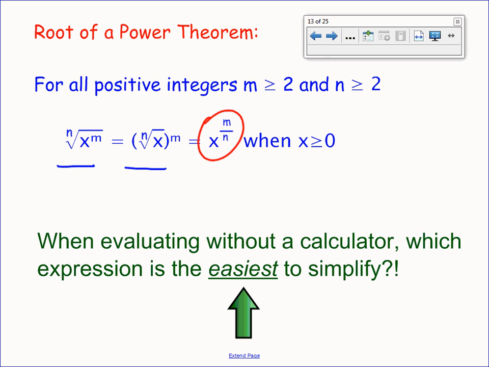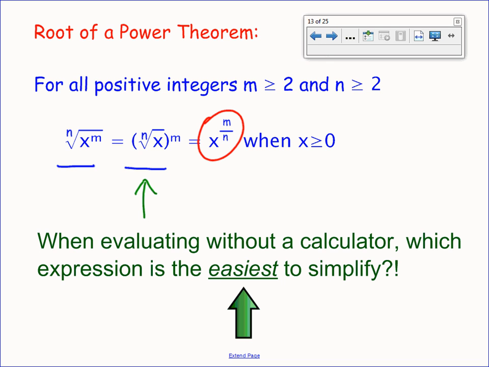Which one would be easier to evaluate without a calculator? Margot and Katie? The second one. The second one? How come? Because if x is like a larger number, you get to make it smaller and then bigger, instead of having to do it bigger and then smaller.